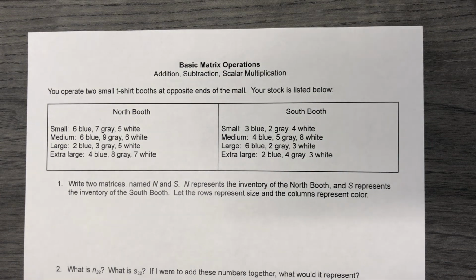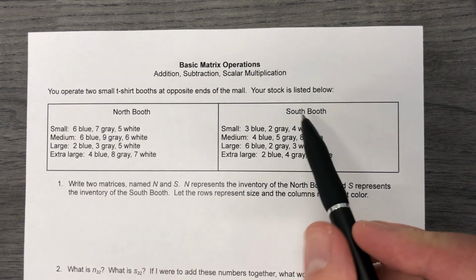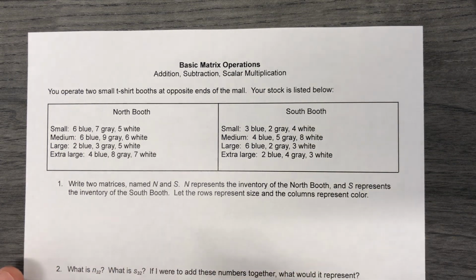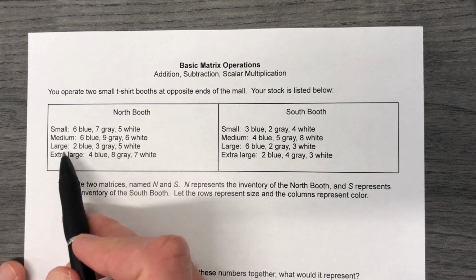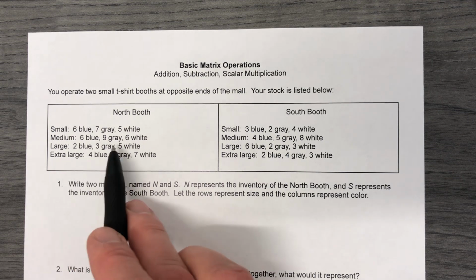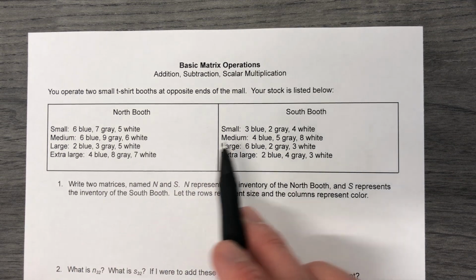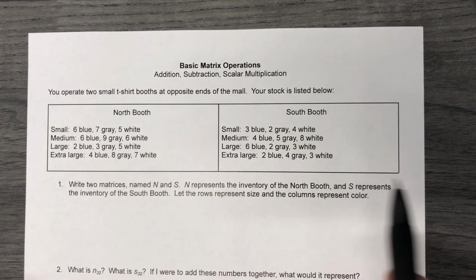You operate two small t-shirt booths on the opposite ends of the mall. You have the north booth and the south booth, and your stock is listed below. And we have small shirts, medium shirts, large shirts, extra large, and we have blue, gray, and white. We have that for both the north booth and the south booth.